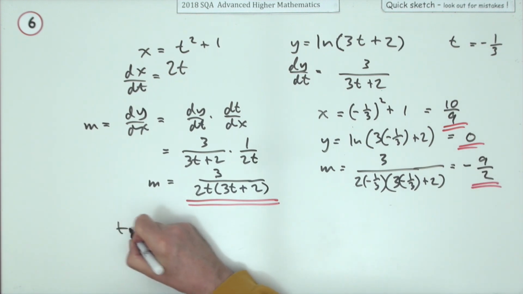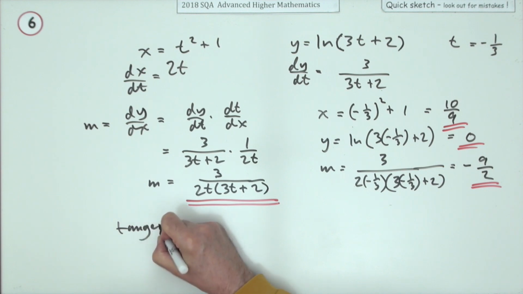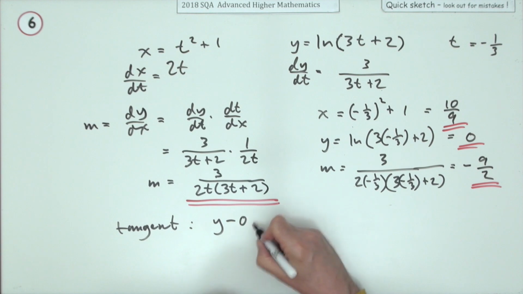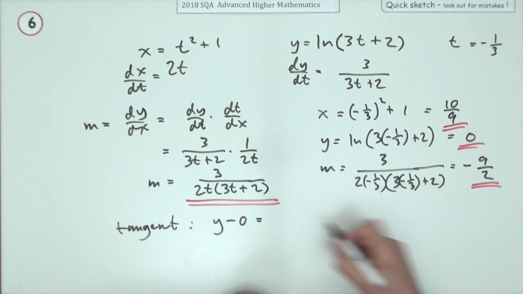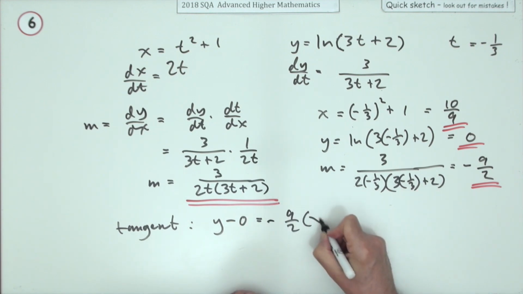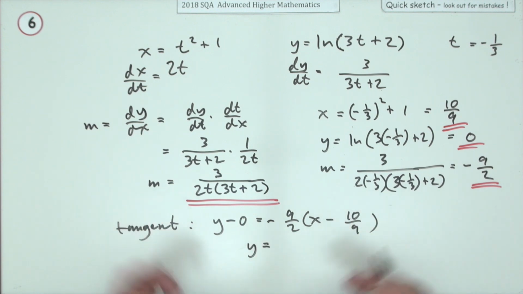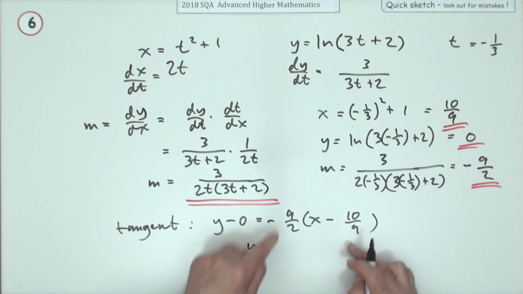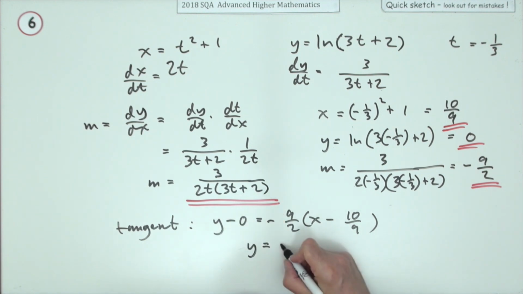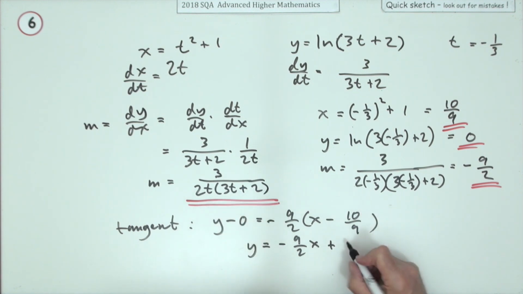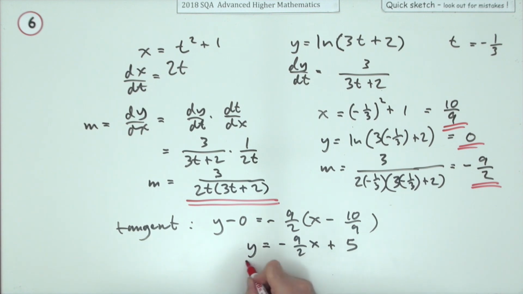So put it all together for the tangent. That'll be y minus the y coordinate, which is just 0, equals negative 9 upon 2 times x minus the x coordinate, which is 10 upon 9. Then you just decide how would you like to write that. Well, since they cancel, I'll just leave that there. I don't see anything wrong with negative 9 upon 2x, because that works out very nicely as plus, they cancel, and that goes 5. I know exactly what that line looks like.